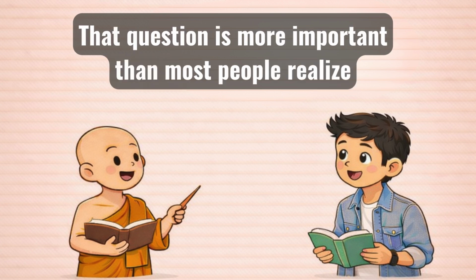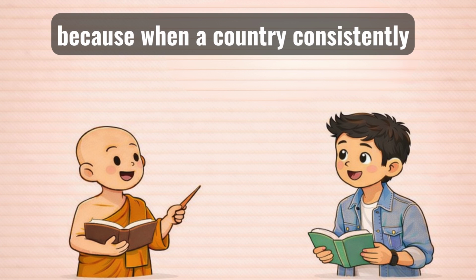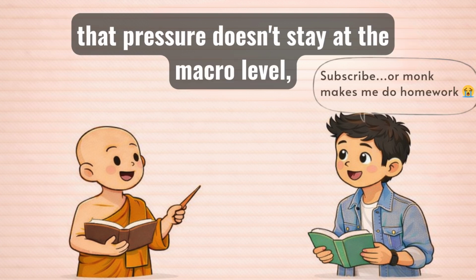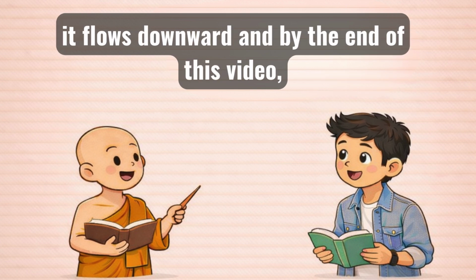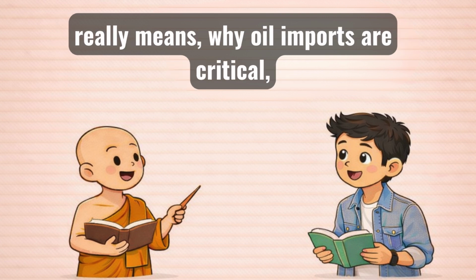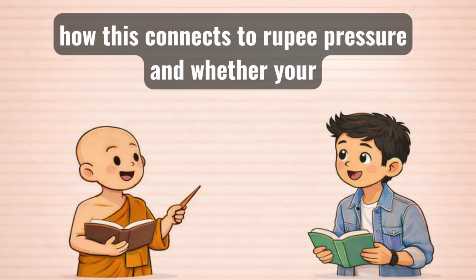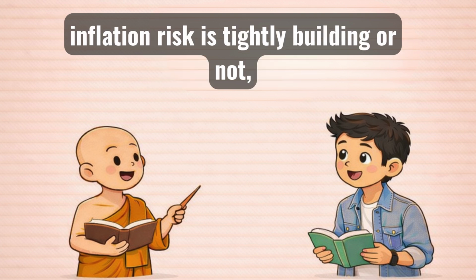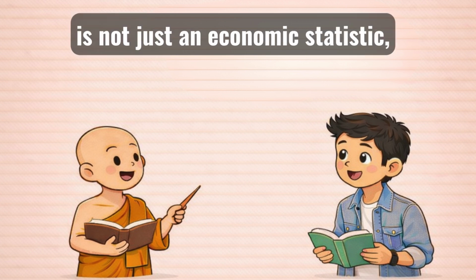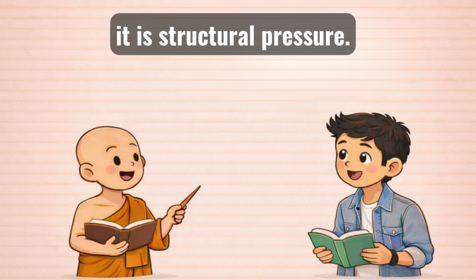That question is more important than most people realize, because when a country consistently spends more than it earns, that pressure doesn't stay at the macro level. It flows downward. By the end of this video, you will understand what a widening trade deficit really means, why oil imports are critical, how this connects to rupee pressure, and whether your inflation risk is quietly building or not. Stay with me till the end, because this is not just an economic statistic, it is structural pressure.